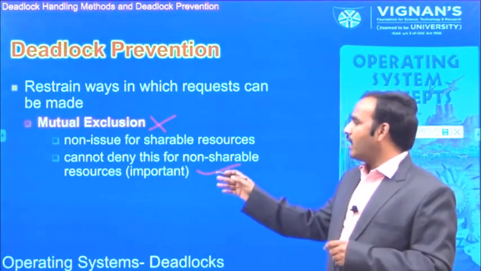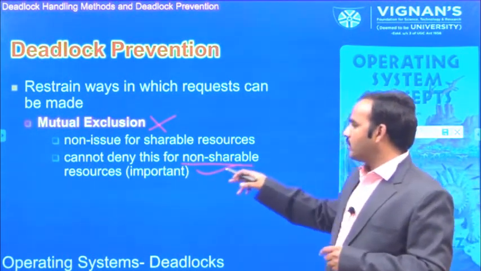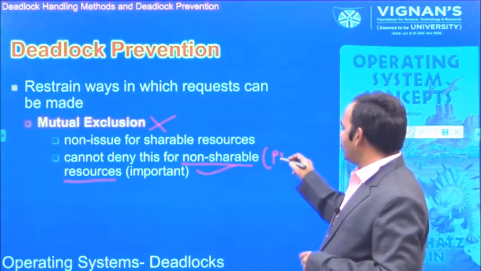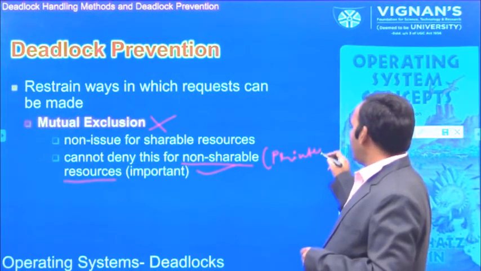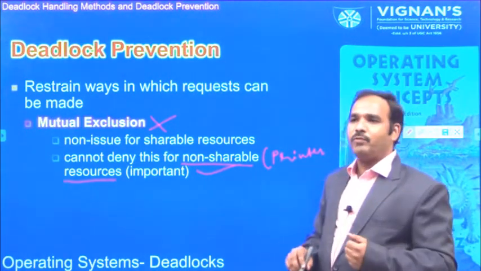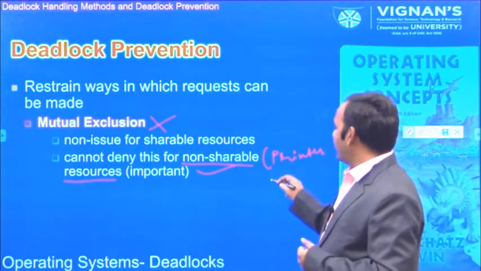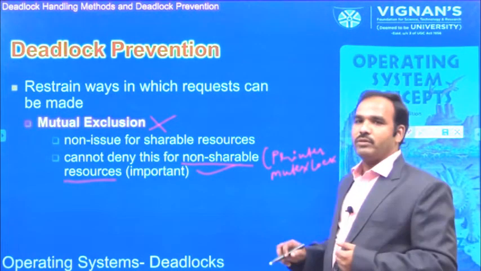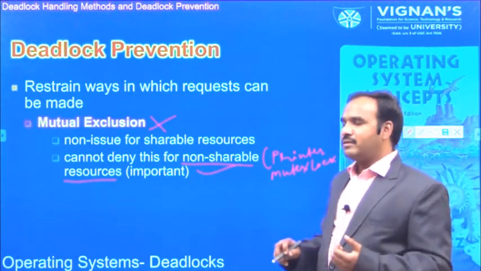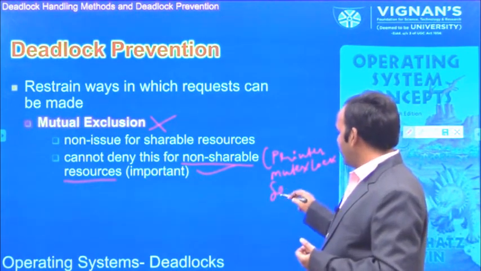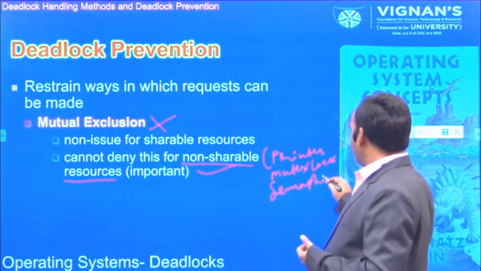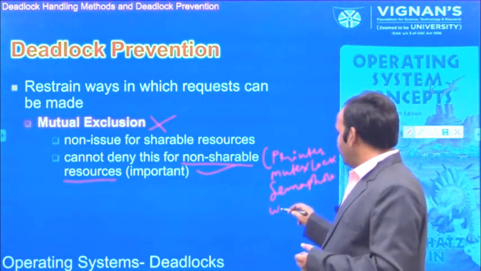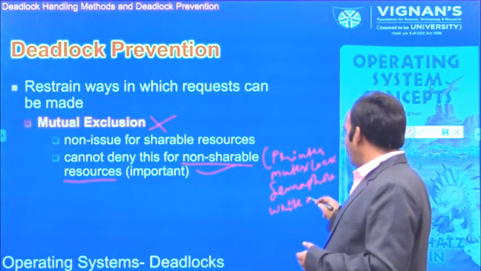Why? Because for non-shareable resources, I have already given an example. What is the example for non-shareable resources? Printer is a non-shareable resource. Can you give any other example? Yes, Mutex. Mutex lock is a non-shareable resource. Can you give any other example with your knowledge? Yes, semaphore is also a non-shareable resource. Can you give any other example? Yes, okay, a file opened in write mode.